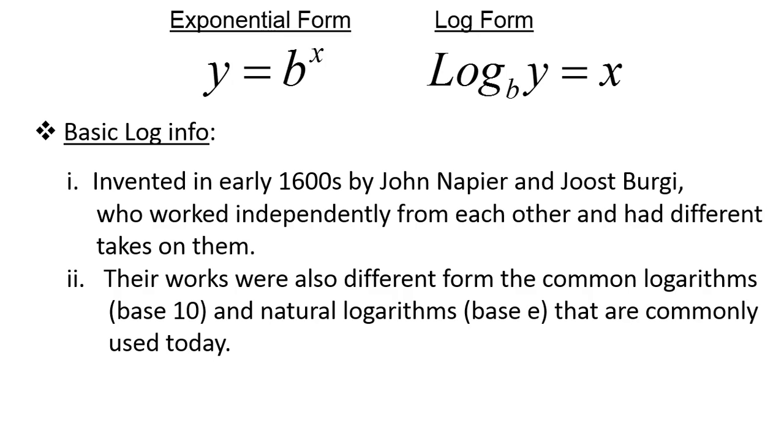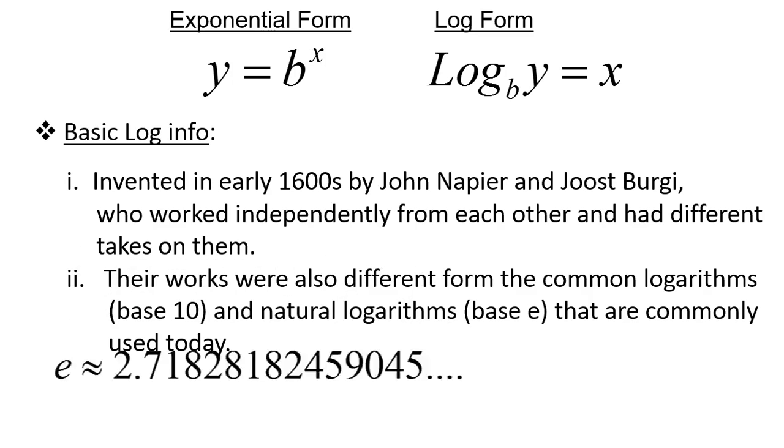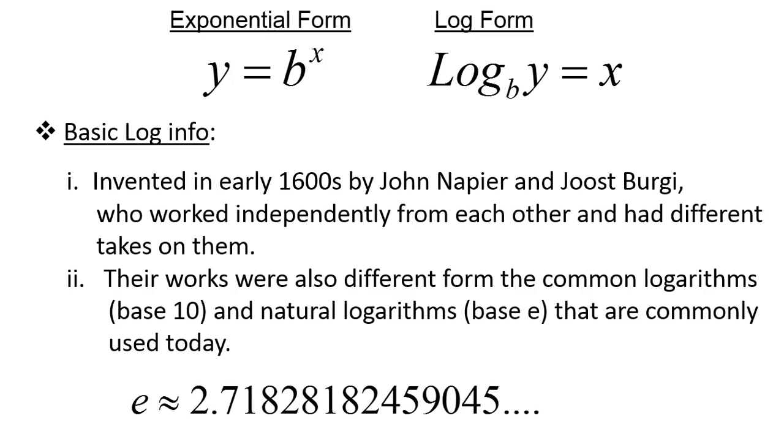I'm pretty sure most of you know what 10 is for our base 10 log. If e is something you're not quite as familiar with, let me give you a little background on e. E is approximately 2.71828182459045, and on and on and on again. It's irrational. Much like pi, approximately 3.1415926 and on and on, is an irrational number.